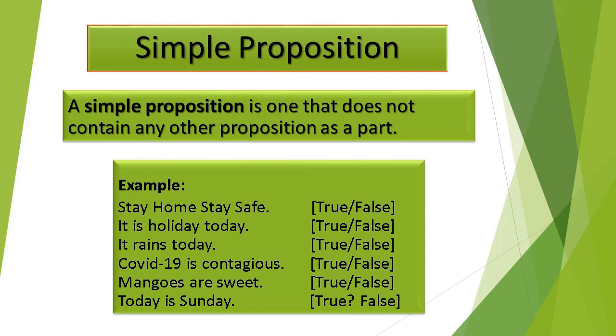COVID-19 is contagious. It is true. Mangoes are sweet. It may be true or false. Another example, today is Sunday. It may be true or false. So, simple statements which may be true or false are called simple propositions.